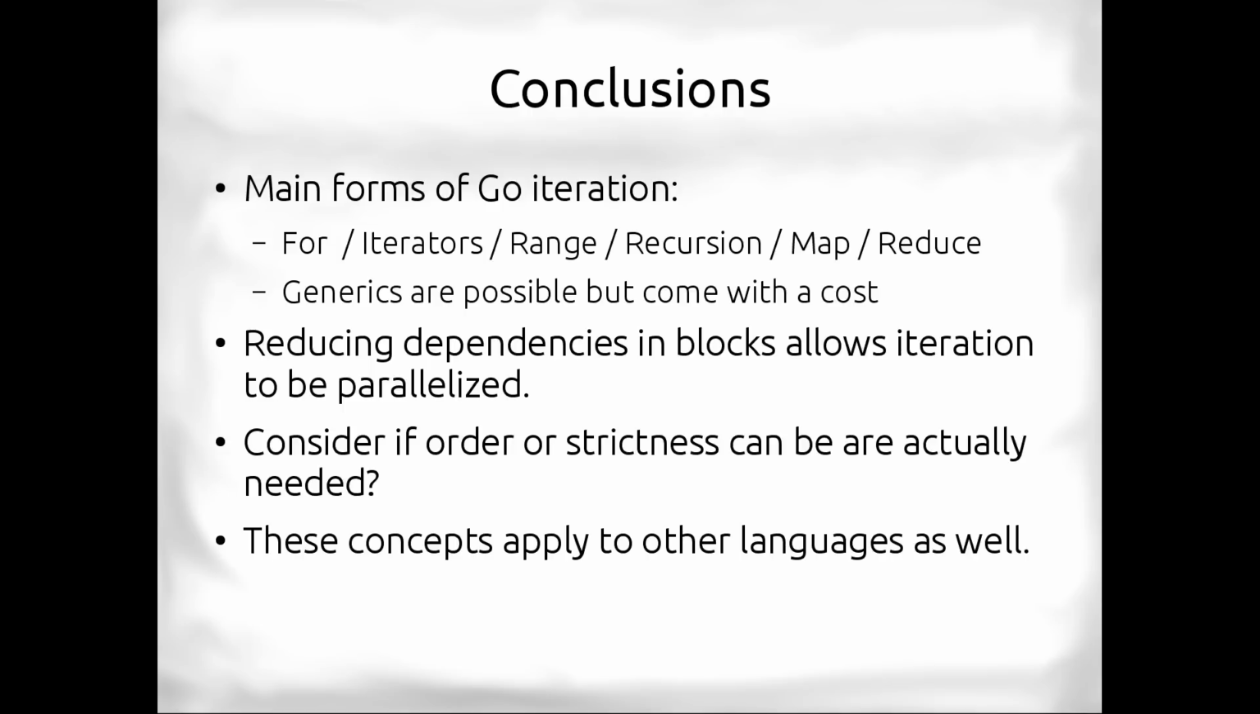I've covered the for loop, the iterator, the range, recursion, map, reduce, and generics, but I also covered generics at a cost. The generics came at a big memory allocation cost, reflection cost, lots of extra work. Nonetheless, one takeaway that I hope you get from this, especially the parallelism portion, which is actually very nice in Go, is that reducing dependencies and blocks allows iteration to be parallelized. You should consider order or strictness if they are actually needed. Look at your problem. Does it have to be done in order? What's cool about this kind of stuff is that these concepts apply to other languages as well.